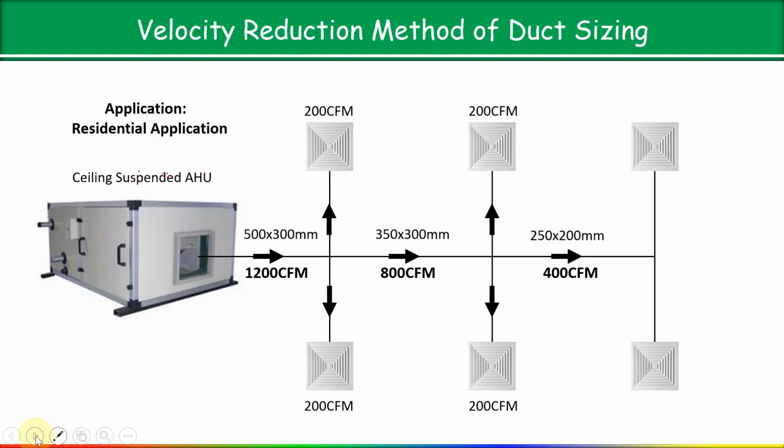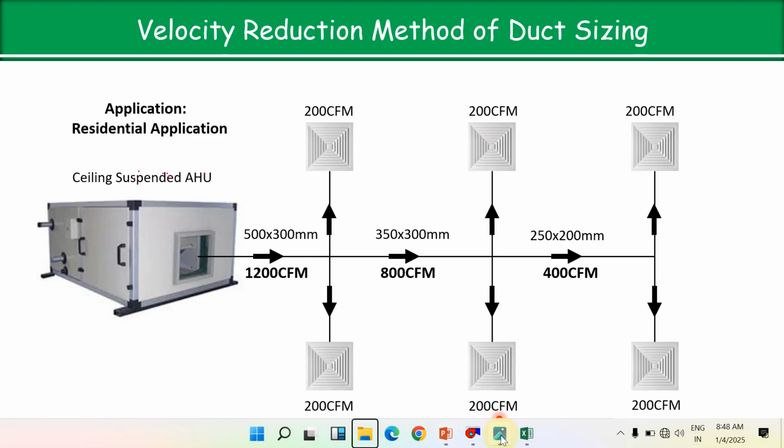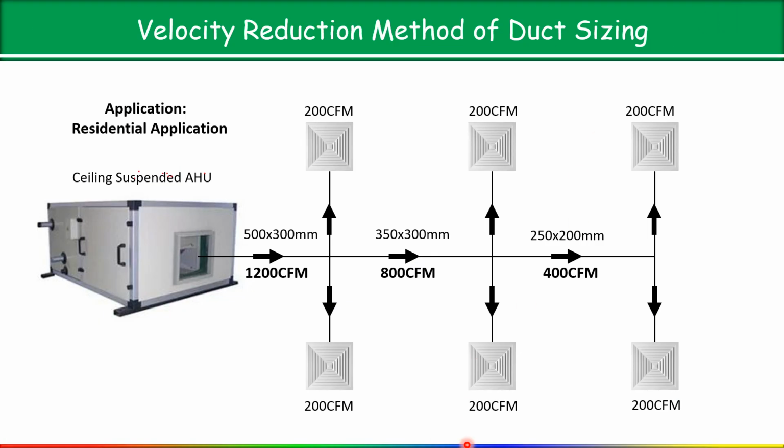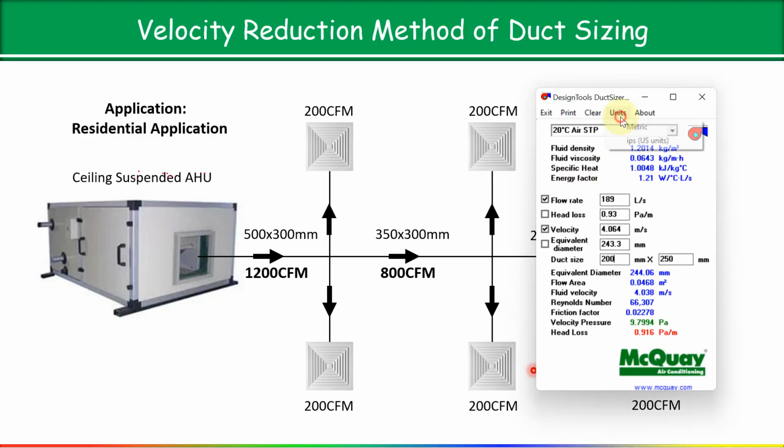Correct? Now we'll do the duct sizing for the branch duct. In each and every branch we are supplying 200 CFM typical. So for 200 CFM air, how much duct size? First you have to know how much velocity we have to maintain in the branch duct. From the Carrier air system manual chart, for residential application in the supply air branch duct, generally the maximum velocity we can maintain is up to 600 fpm. So open the duct sizer, change the unit first from here, and enter 200 CFM. Velocity now I am maintaining 600.